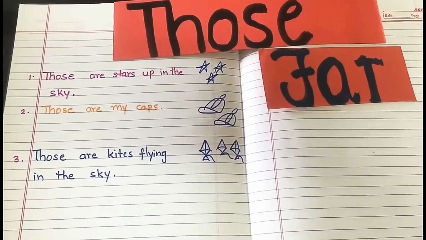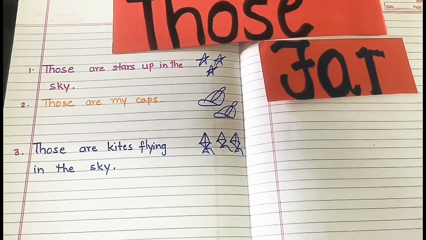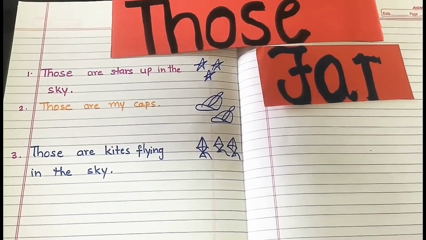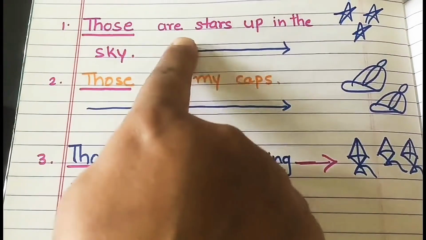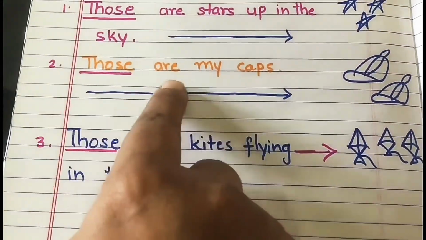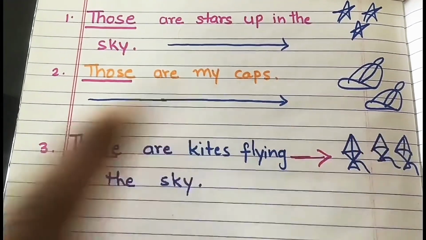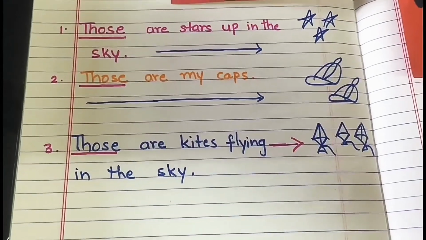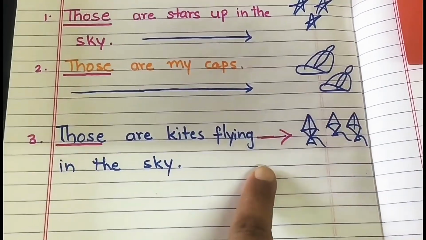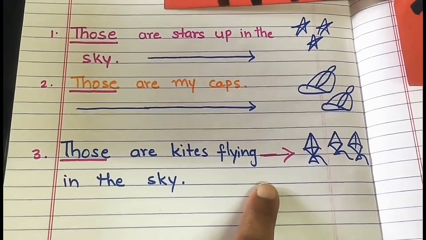Now, if the object is far but is more than one or plural, then those is used at the place of that. For example, those are stars up in the sky. Those are my caps. Those are kites flying in the sky. We are using those in these sentences because the object is plural or more than one and far from us.